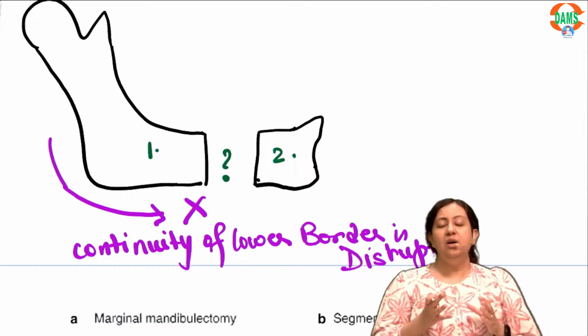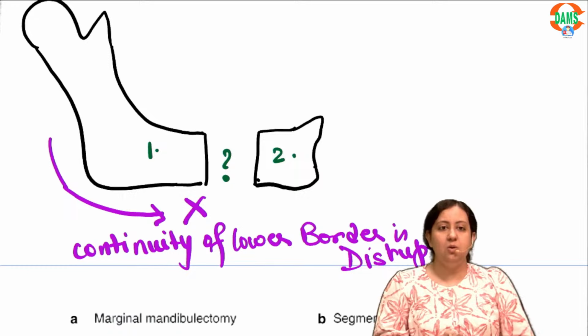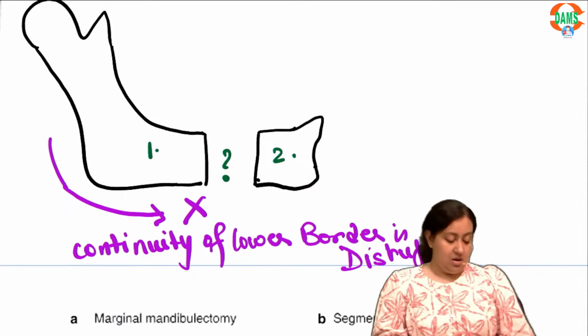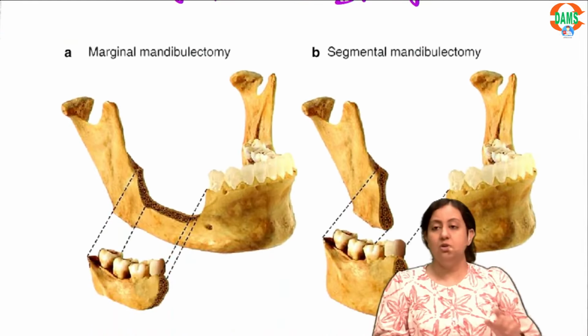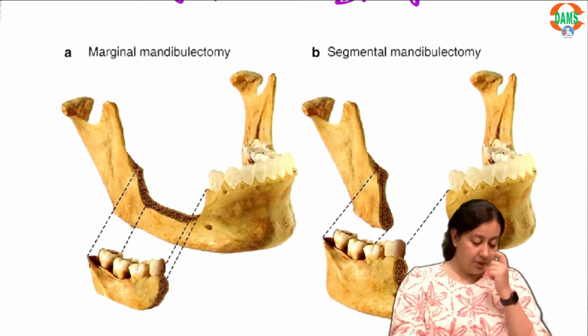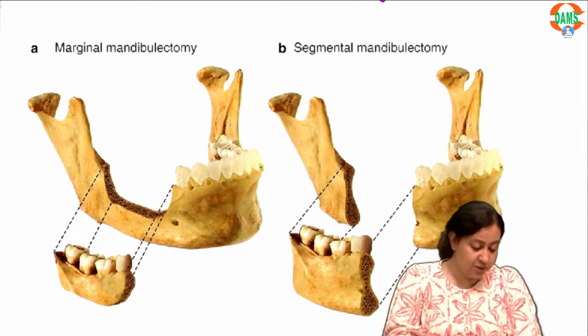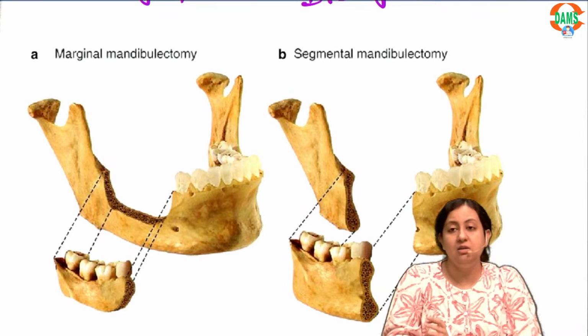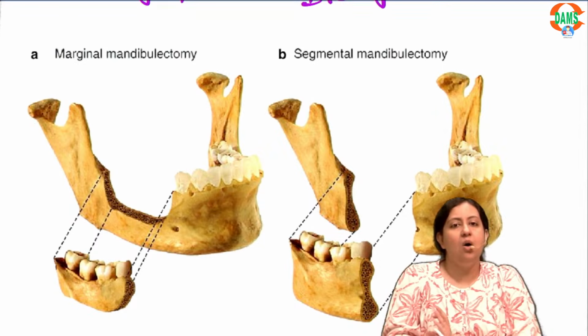Alright, so I hope the difference between marginal resection and segmental resection is clear to all of you. If there are any doubts, you can ask me in the comment section. Now I have visuals over here showing you the difference between marginal mandibulectomy and segmental mandibulectomy. So please don't get confused. Alternatively, marginal resection is also known as marginal mandibulectomy, and segmental resection is also known as segmental mandibulectomy.